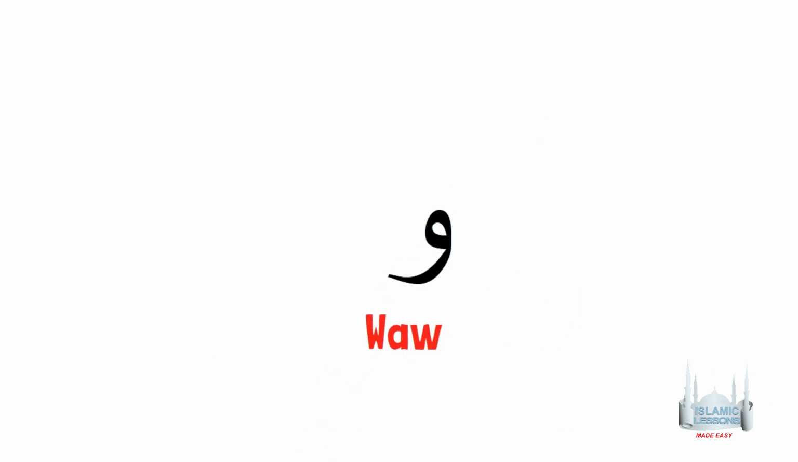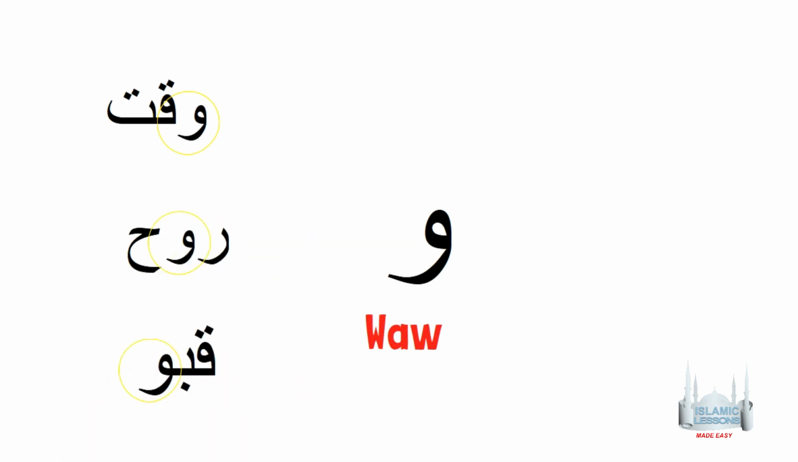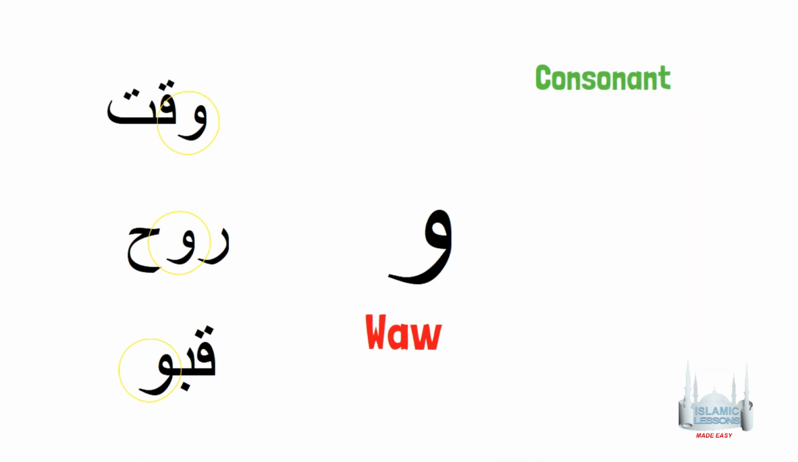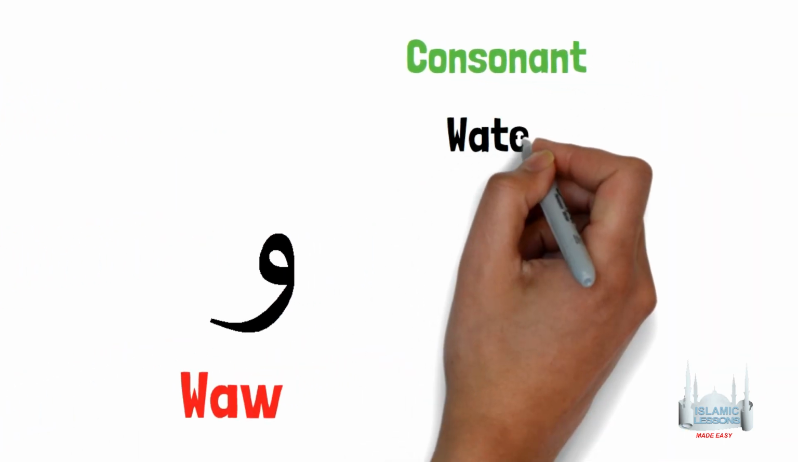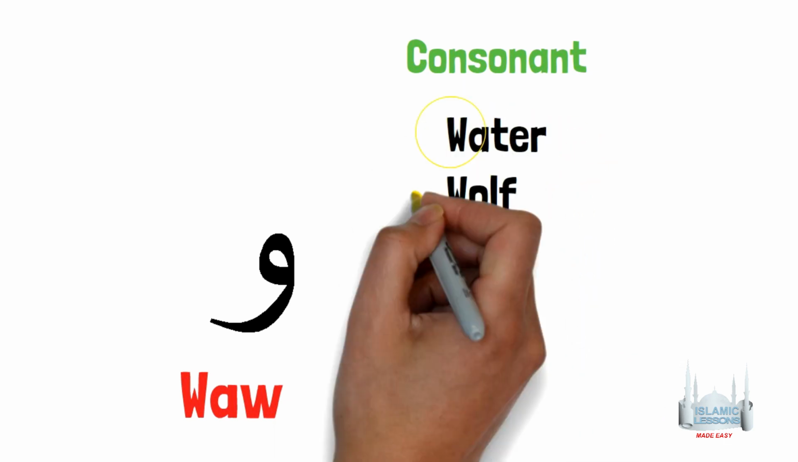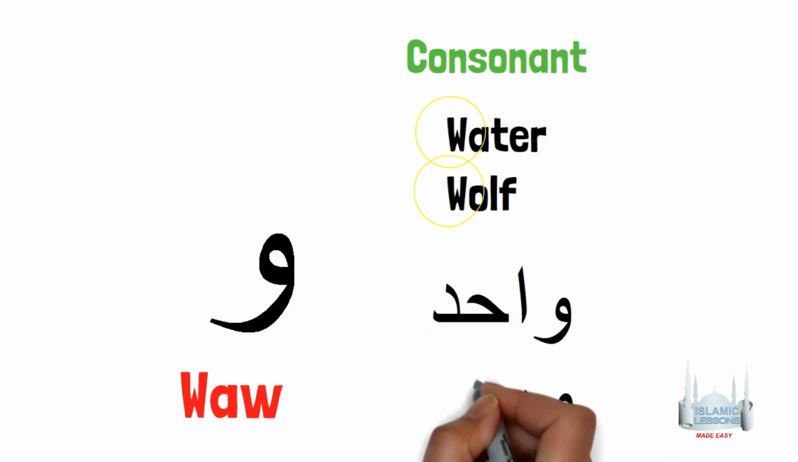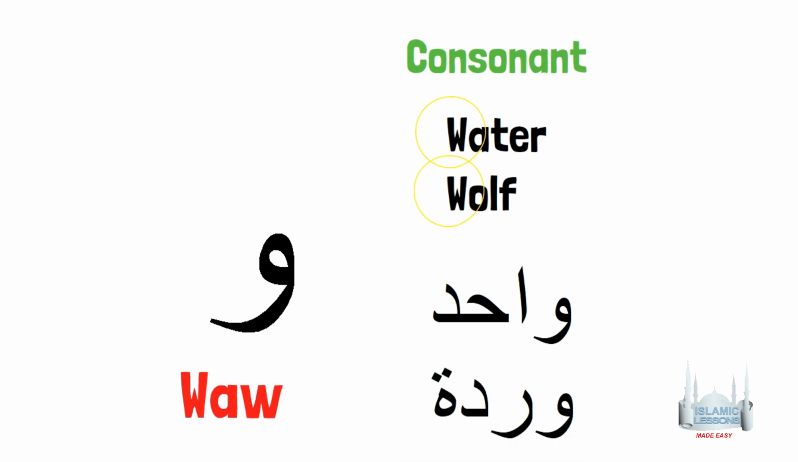This letter is called waw. It is a light letter. This is what the waw looks like at the beginning, like this in the middle, and like this at the end of a word. Waw can be a vowel or a consonant as well. If waw is a consonant, it will sound similar to the English letter W in the word water or the word wolf. Here are some examples. Waw in the word wahid, or waw in the word warda. It makes a W sound.